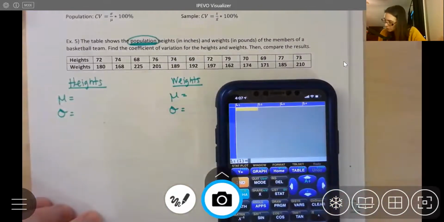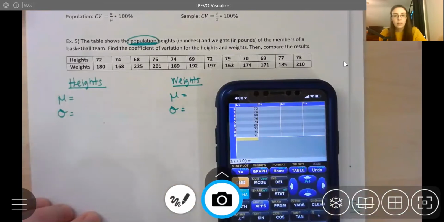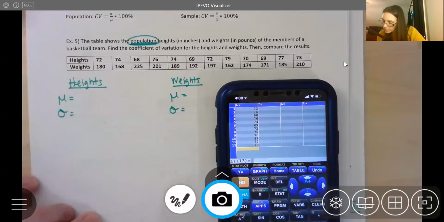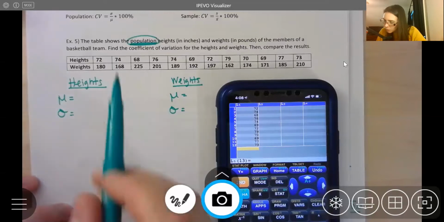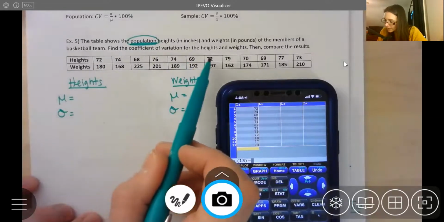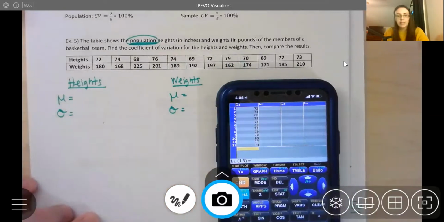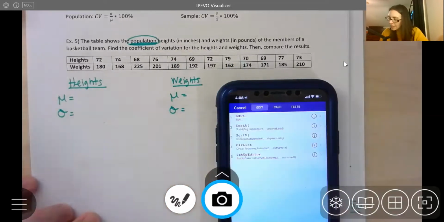Let's see what my data is for the heights. I have 72, 74, 68, 76, 74, 69, 72, 79, 70, 69, 77, and 73. It looks like I have 12 data points. So I have my data entered for the heights, and then I'm going to press stat again.